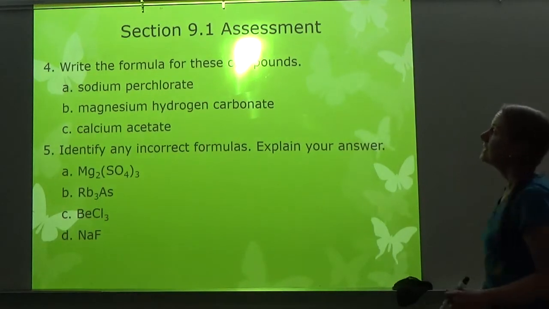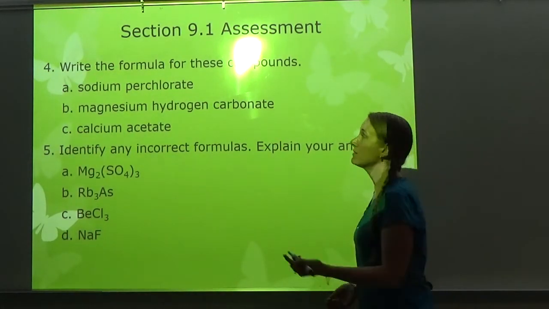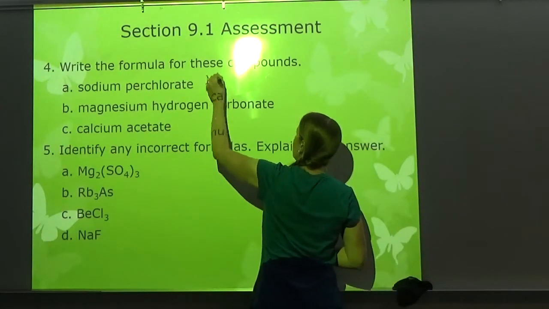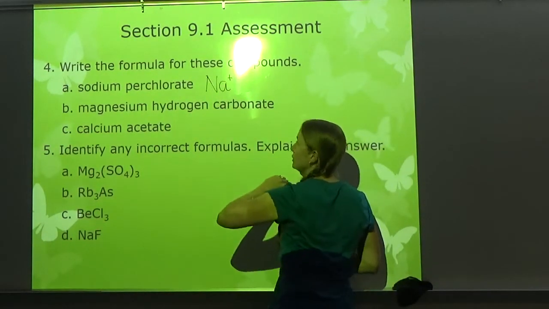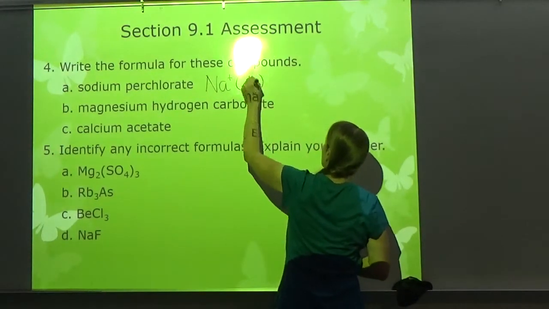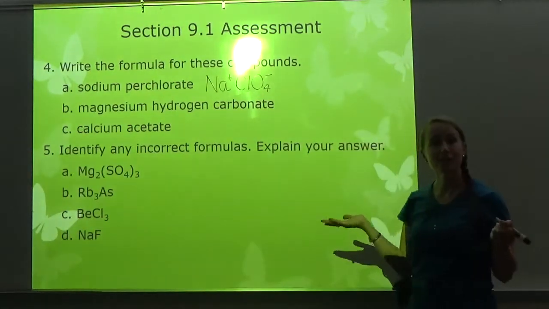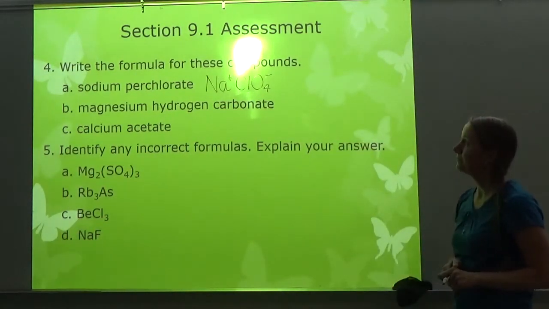All right, so it says write the formula for these compounds. So we have sodium perchlorate. Sodium is Na, it's in group 1, so it has a positive 1 charge. Perchlorate is a polyatomic ion. It's ClO4 negative. So since I have positive and negative, it cancels and I don't need to cross anything.